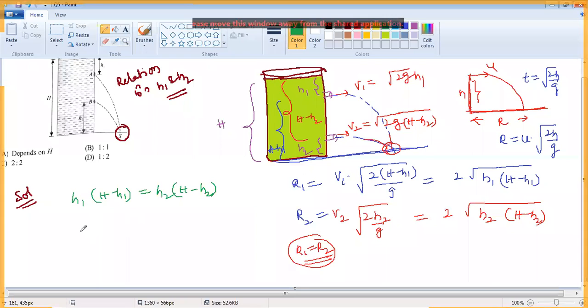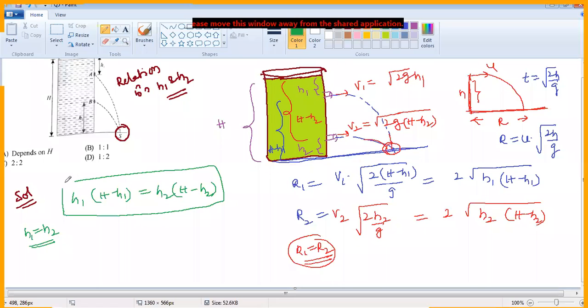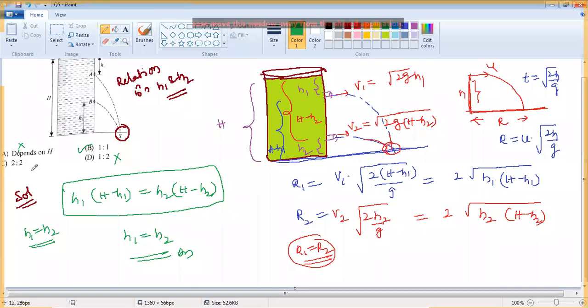Once you solve this, you will get the answer. Observe h1 into H minus h1 and h2 into H minus h2: when these are equal, it should be only h1 equals h2, because just observe the relation. Only when h1 equals h2 are both results equal. So the final answer is h1 equals h2. So the ratio is 1:1, or you can write 2:2, because 2:2 is also 1:1. Do you understand the point? Yes, sir. So both answers will be correct here.